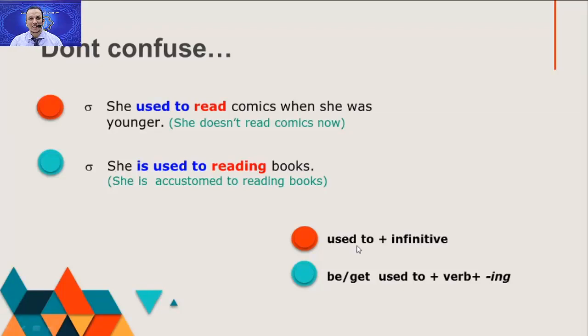So, what is the rule? Used to plus infinitive. But with be or get, yes, we can replace the verb to be with get. How? She gets used to reading books. So if we have the verb to be or get followed by used to, we have to add verb plus ing.